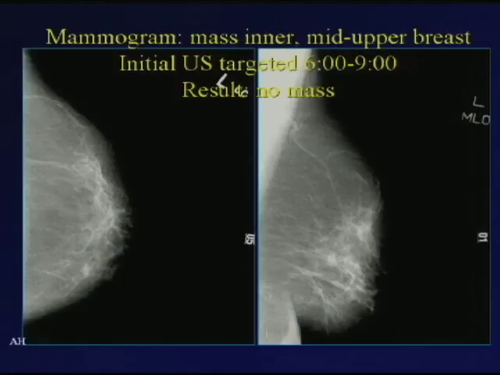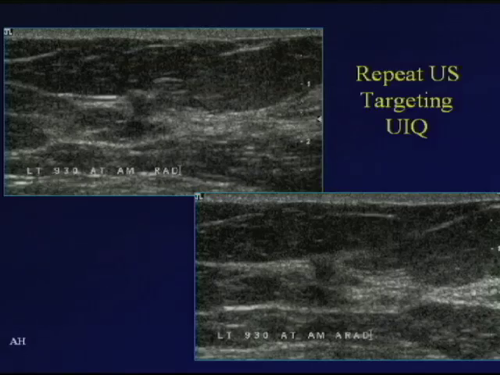Where is it located? Well, it's in the inner aspect of the breast on the CC view, and it looks slightly lower on the MLO view. Well, we don't have a 90-degree lateral view. Where are we going to look for it? We know that medial masses move up. So we're probably going to look for this in the mid to upper aspect of the breast.